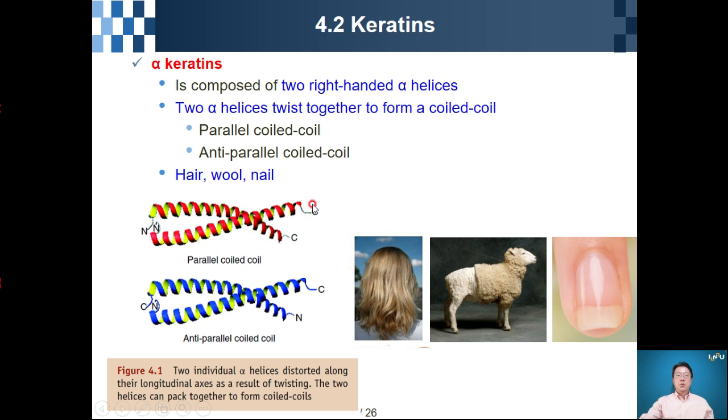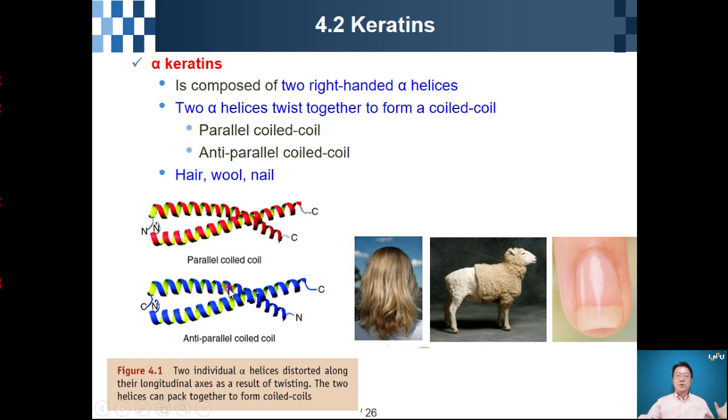There are two kinds of coiled coil. One is the parallel coiled coil, meaning that, for example, they are composed of two strands, and in all strands the N terminal starts from the left and the C terminal ends at the right. We call it a parallel coiled coil. How about the anti-parallel coiled coil? For example, in one strand the N terminal starts from the right side, however in the other strand the N terminal starts from the left side.